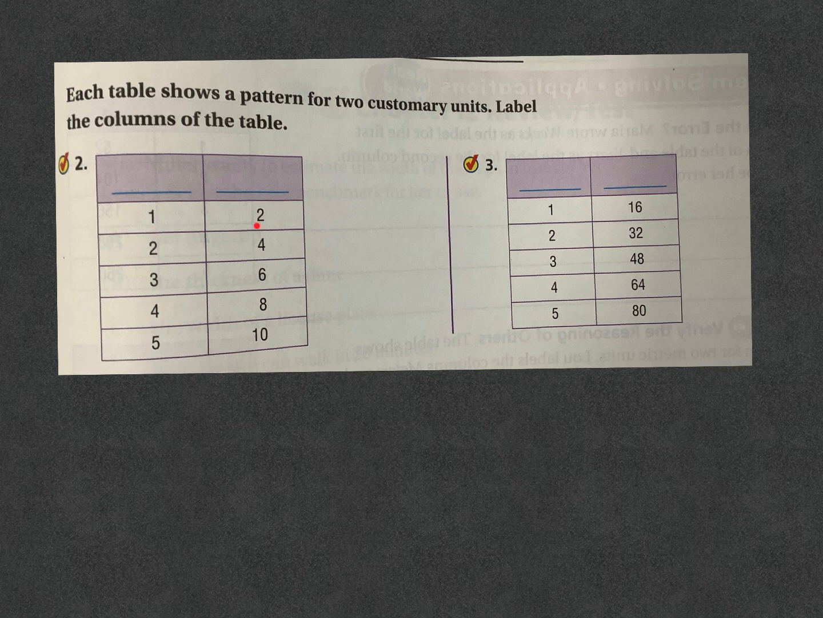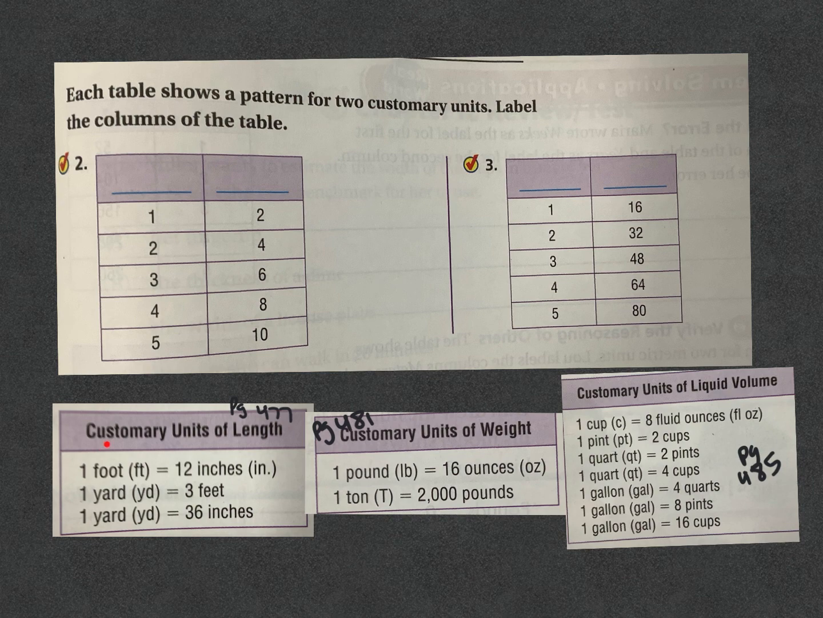We have a 1 to 2 ratio. For every 1 of this, there's 2 of that. If there's 2 of these, there's 4 of those. We're counting by 1s here, then we count by 2s here. That's our pattern. We need a 1 to 2 ratio, something that's 1 of one thing and 2 of another in customary measures. I'm going to pull up all the customary measures down here. From page 477, customary units of length. From page 481, customary units of weight. And page 485, customary units of liquid volume.